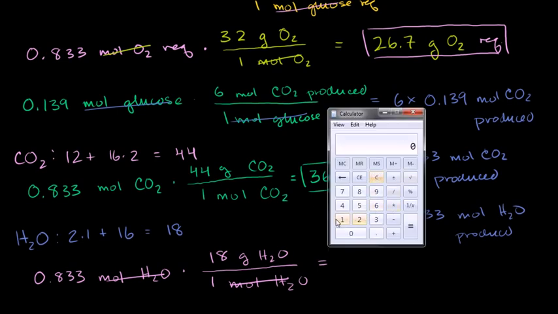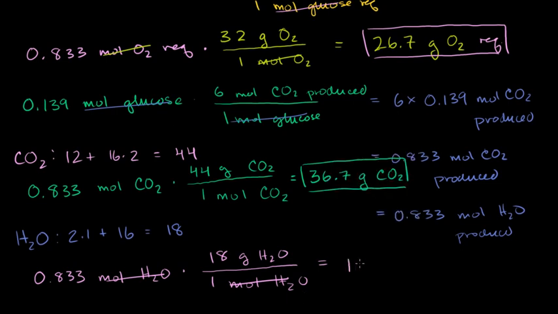We get the calculator out. 18 times 0.833 is equal to 14.994. So we can just round that to 15.0. So we have 15.0 grams of water produced. And we're done.